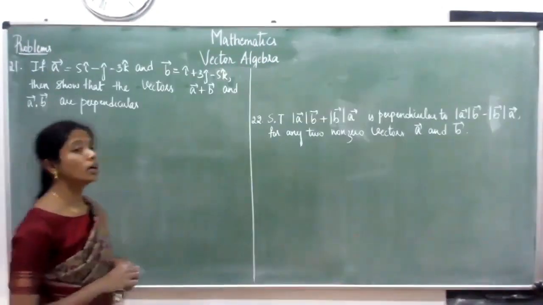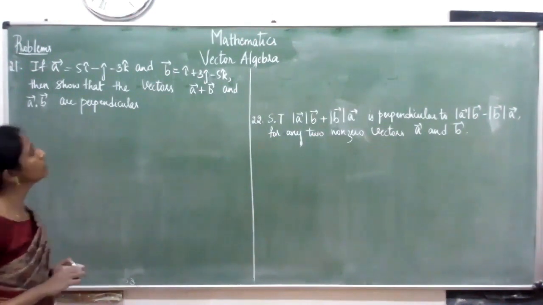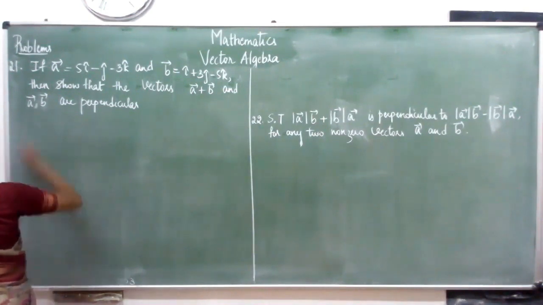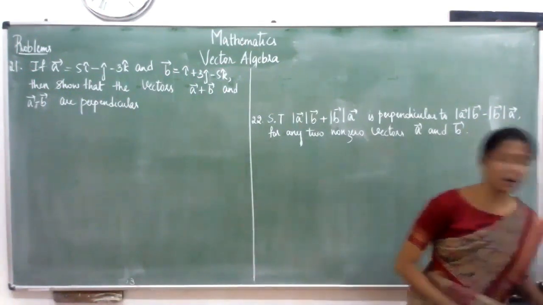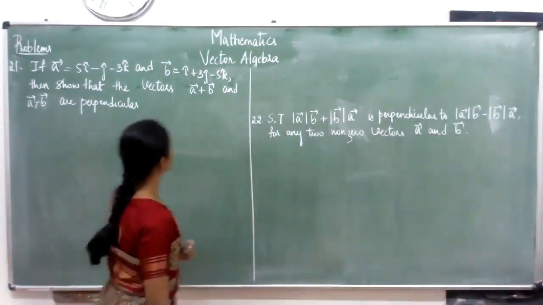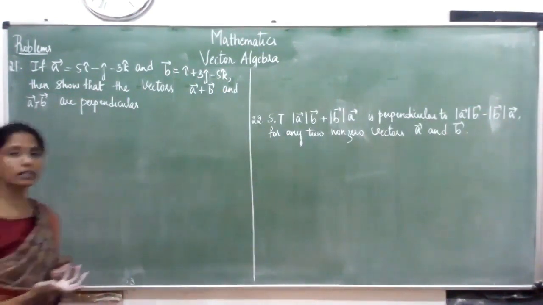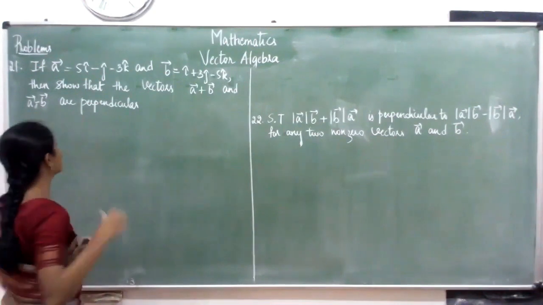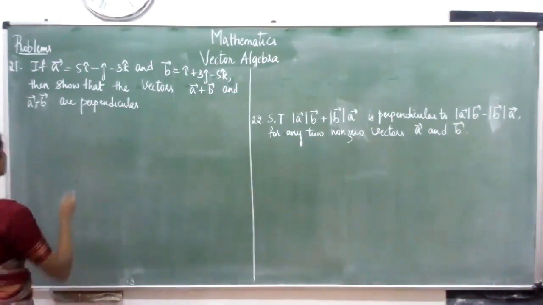Okay? Next problem. Here, they have given two vectors, vector A and vector B. We need to show that vector A plus vector B and vector A minus vector B are perpendicular. So here, in order to prove that, we need to find the dot product between which two vectors? We need to find the dot product between vector A plus vector B and vector A minus vector B.